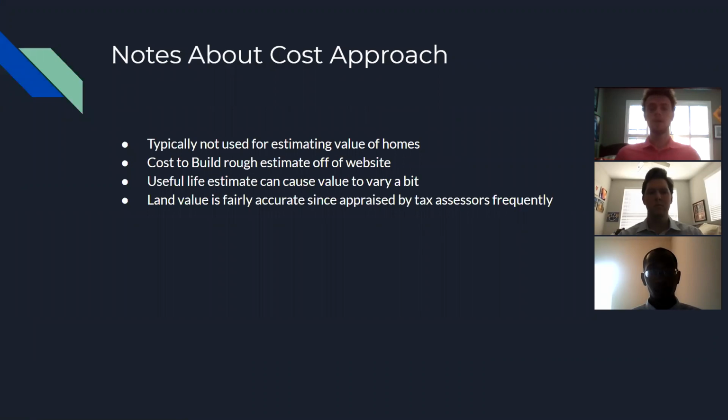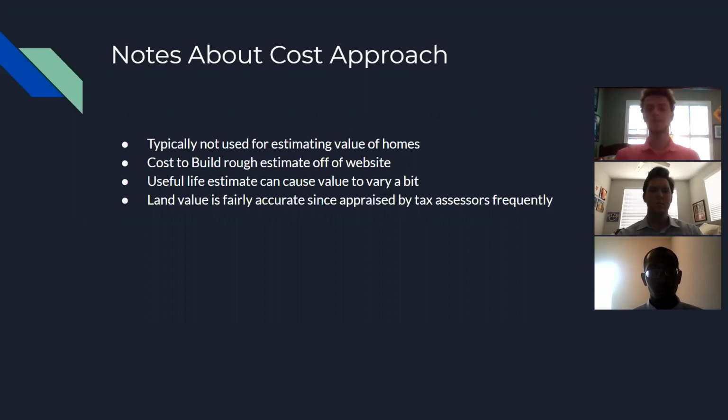So a couple of notes about the cost approach, things we need to consider. It's typically not used for estimating the value of homes. Usually it's for unique structures or buildings such as churches, libraries, something like that. The cost to build estimate that we came up with, we got all those numbers off of a website, and typically that can vary a lot. So we don't know the exact features of everything that goes into building the home. So that was more of a rougher estimate.